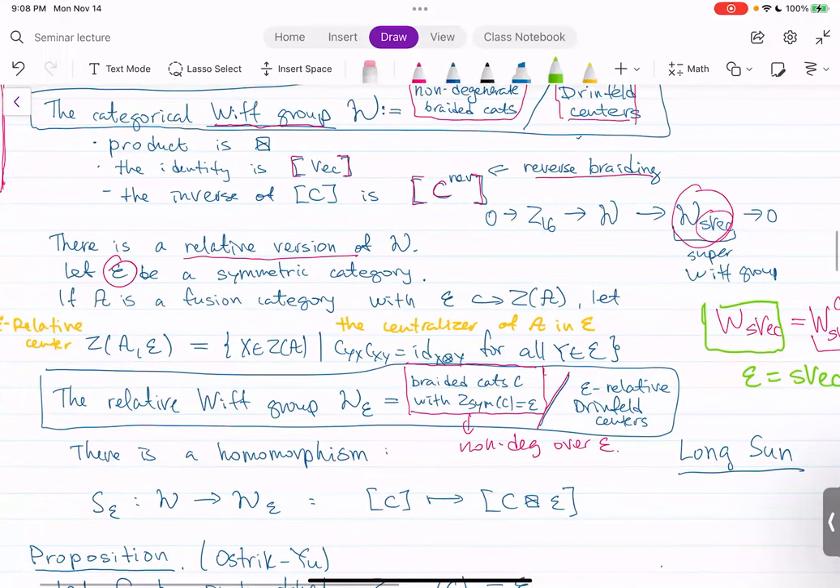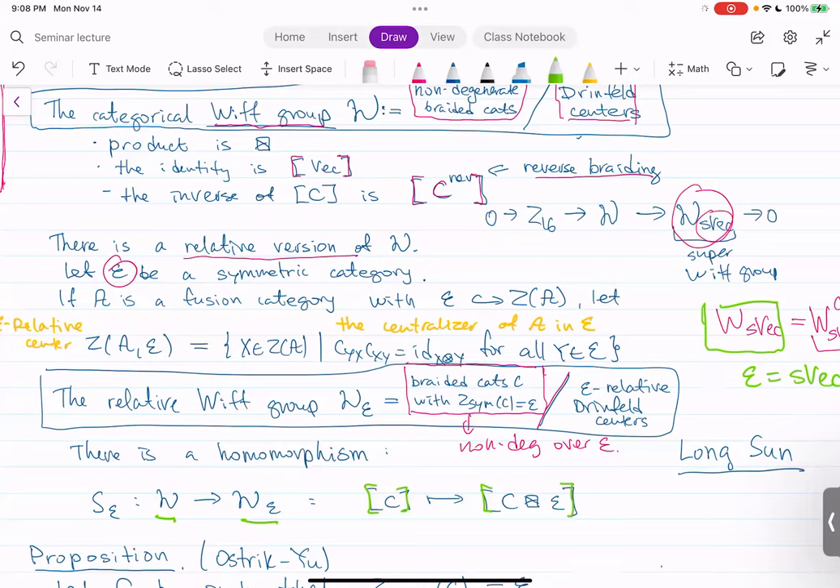Now, these two groups, the ordinary Witt group and the relative Witt group, are related to each other by a homomorphism. Namely, you can take the Witt class of C and then tensor this representative of this class with E. So you get an element of the relative Witt group. So this is a homomorphism.